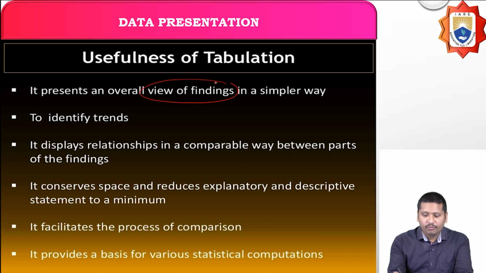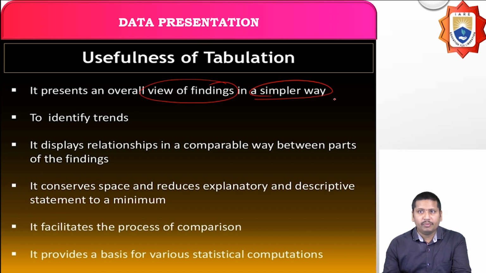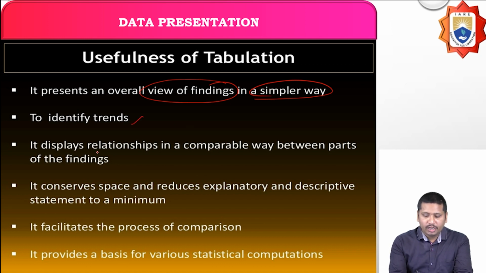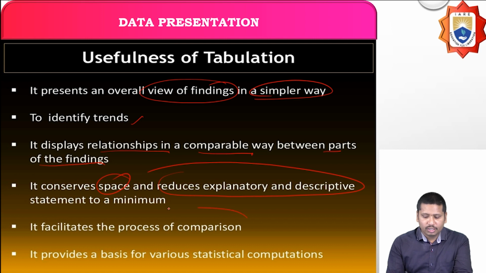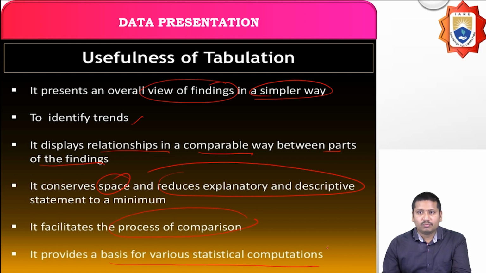Okay, so what I'm going to say is that the usefulness of tabulation means we can find the findings in a simpler way. That is one of the best advantages of tabulation, and you can also identify the trends, and it displays the relationship in a comparable way between the parts of the findings, and should also conserve space and reduce the explanatory and descriptive statements to a minimum, and facilitate the process of comparison, and provide the basis for various statistical computations.